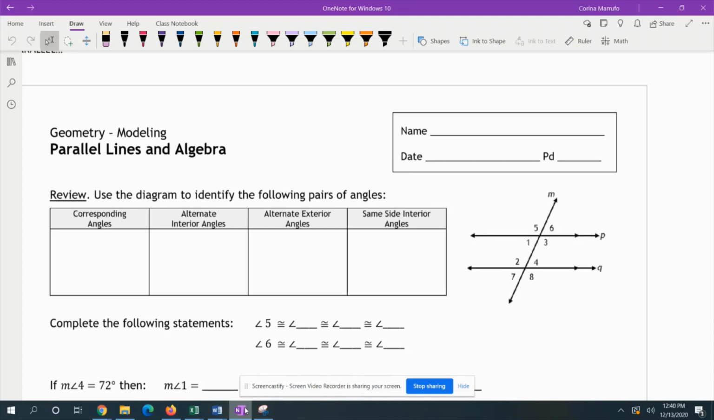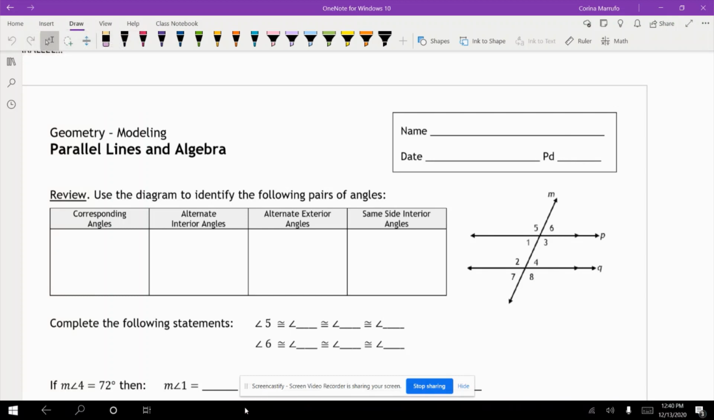All right, so today we're going to be covering parallel lines in algebra. So we're still working with parallel lines and transversals, but now we're going to include some algebra in here. Okay, so it says review, use a diagram to identify the following pairs of angles.